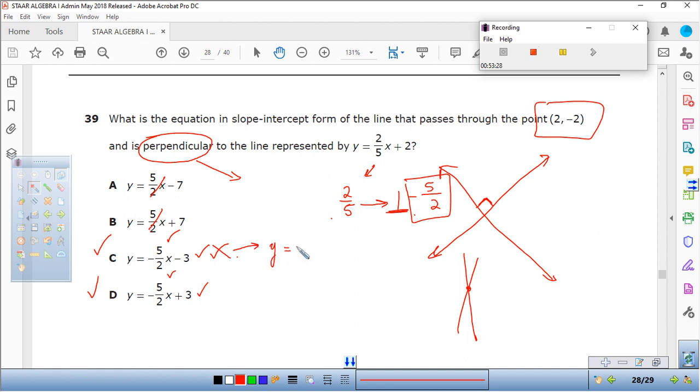y equals negative 5/2 x minus 3. And we're going to get here where x equals 2 and y is equal to negative 2. So I'm going to plug these numbers in here. Negative 2 is equal to negative 5/2 times 2, minus 3. So negative 2 is equal to, these cancel out, negative 5 minus 3. So we're asking, is negative 2 equal to negative 8? No. Here's my answer.